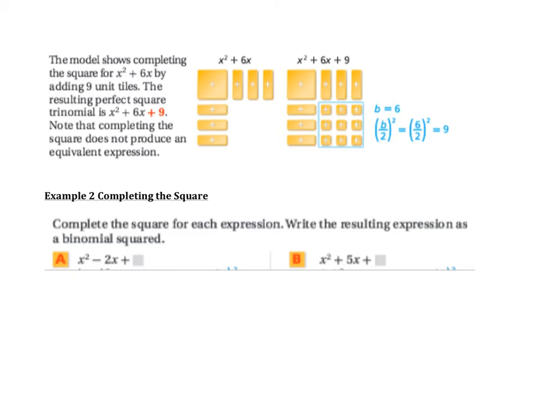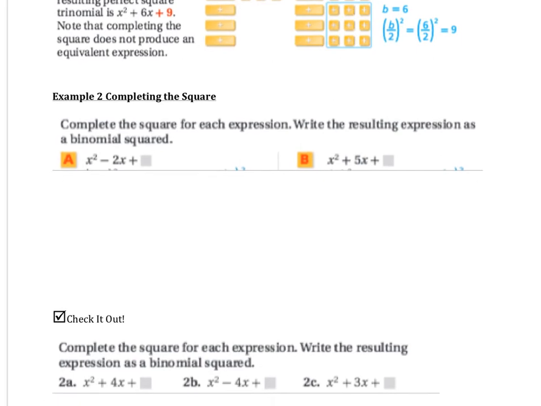Here's a model showing the example that was on the prior page. We have x squared plus 6x. We want to end up with something squared, so we take 6 divided by 2, which is 3, square it, and get 9, and there's our perfect square, and it ends up being x plus 3, x plus 3. So let's try just completing the trinomial, and then we'll write it as a quantity squared.